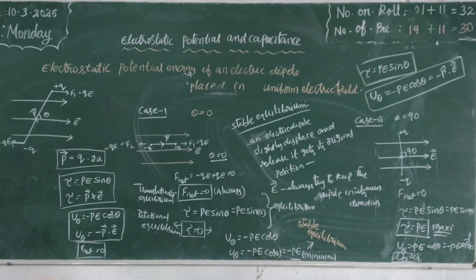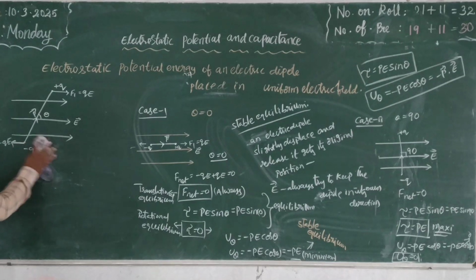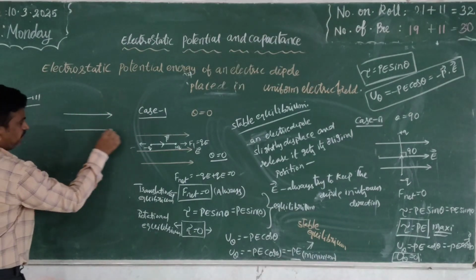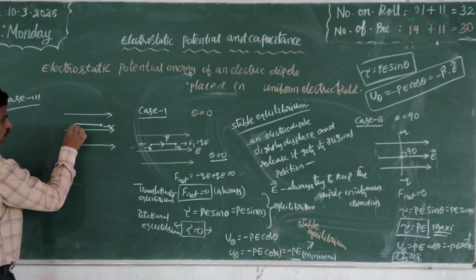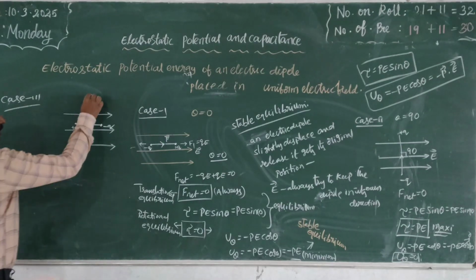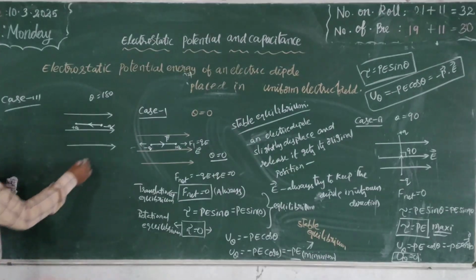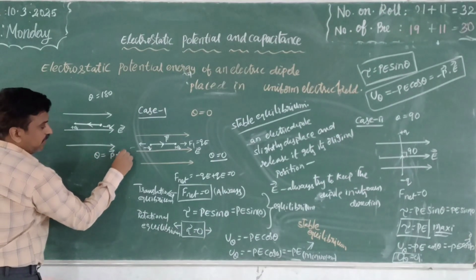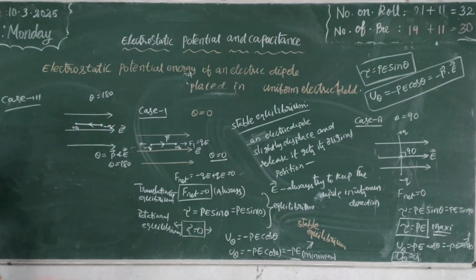Next, the third case, the last case. What is the last case? Theta equals, case 3. See, this is the electric field, this is the electric dipole. Here minus q is there, here plus q is there. So it is placed at theta equals 180 degrees. The electric dipole moment is on the left side and the electric field is on the right side. In this case, what is the angle between the electric dipole moment and electric field? Theta equals 180 degrees. Both are in opposite directions. What is that case?